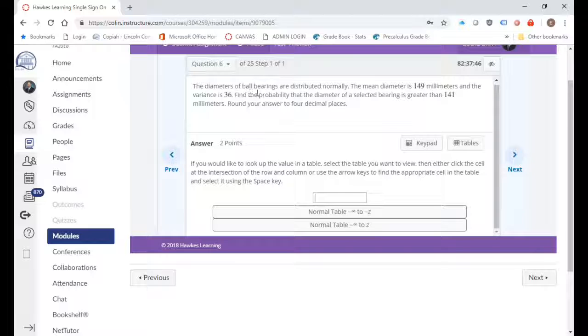Alright, the diameters of ball bearings are distributed normally. The mean diameter is 149 millimeters and the variance is 36. Find the probability that the diameter of the selected bearing is greater than 141 millimeters and round your answer to 4 decimal places.